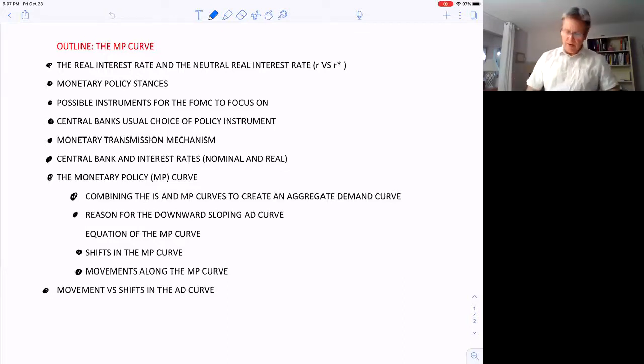We put that MP curve together with the IS curve, and we get a downward sloping aggregate demand curve. And any of these shifts in the MP curve or the IS curve causes a shift in the aggregate demand curve. Now, the only thing that's going to cause a shift in the MP curve is because of the Fed lowering interest rates because of the economy, not because of inflation. So remember, on the aggregate demand curve, a change in inflation just causes a movement on the aggregate demand curve. It doesn't cause a shift.